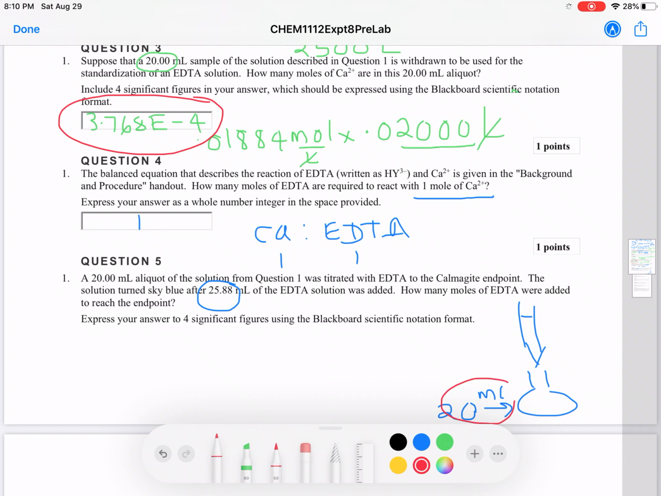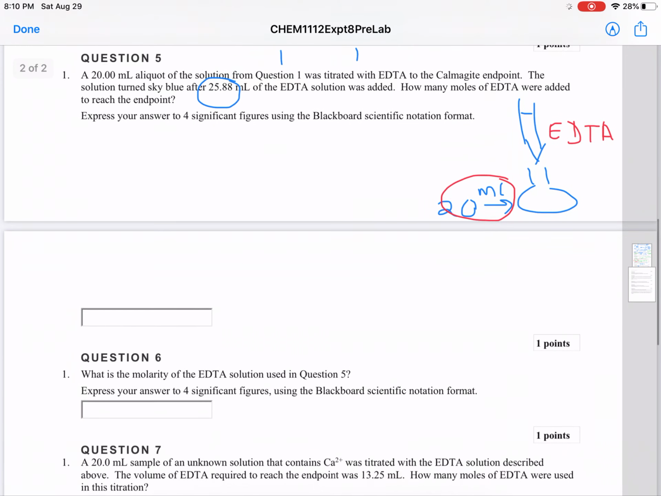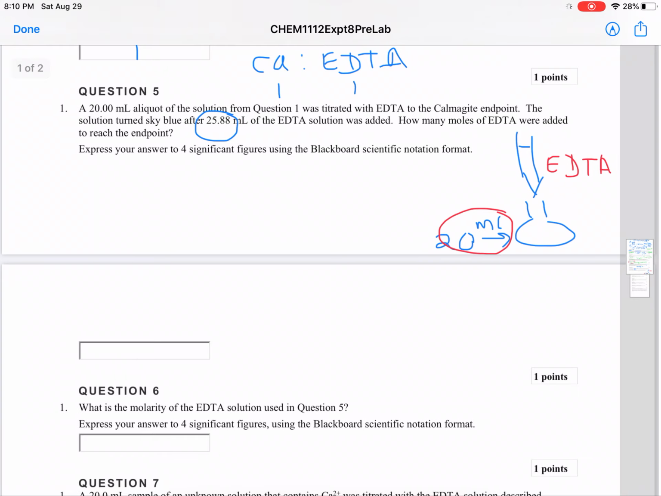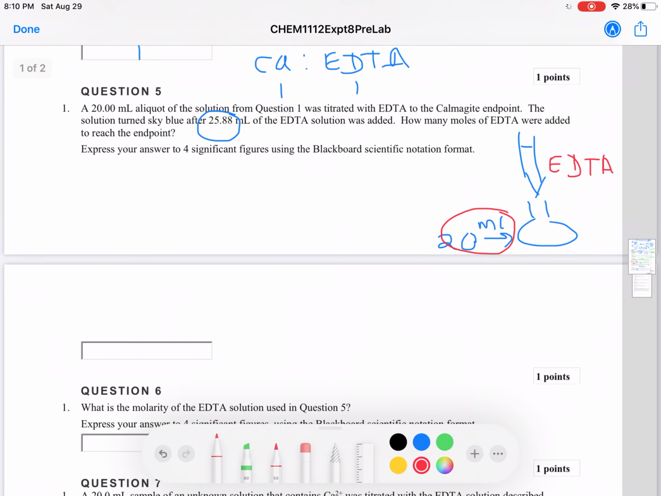So the same amount was here. So you add EDTA, and since the molar ratio is 1 to 1, it's going to be the same number of moles of EDTA. From question 3, you take that number of moles and write it down here for question 5. It's going to be 3.768 exponent negative 4, the same number as question 3. That's the number of moles.